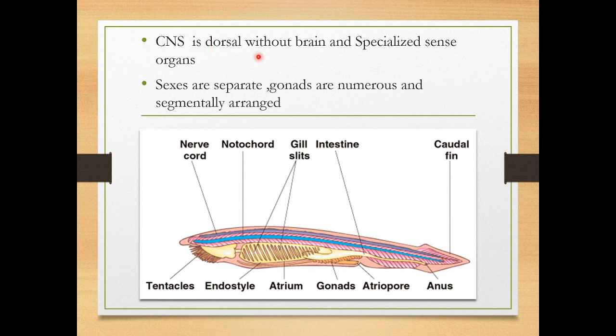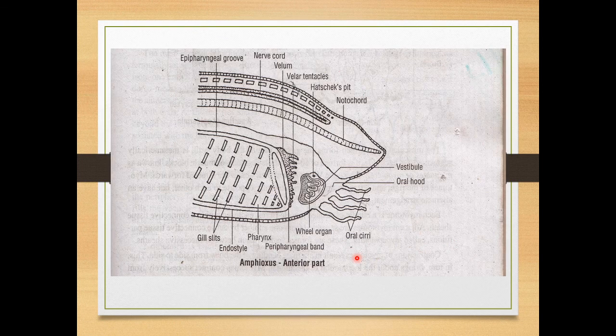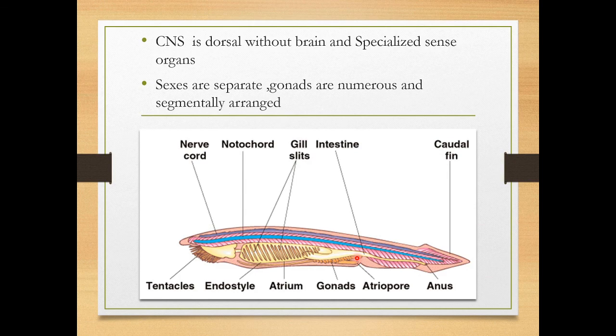Central nervous system is dorsal without brain and specialized sense organs. There is no brain and specialized sense organs. Sexes are separate. Gonads are numerous. You can see the gonads here. Numerous gonads are here and segmentally arranged. It appears in segments. So that's the general features about cephalochordata.